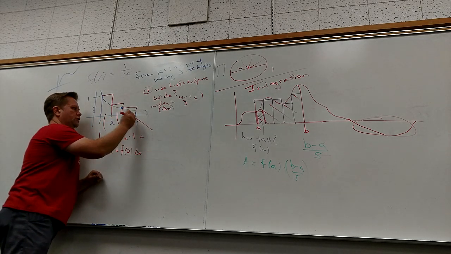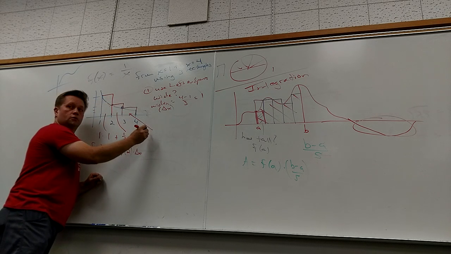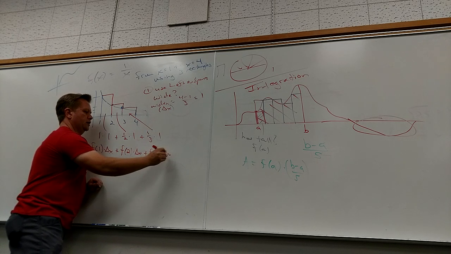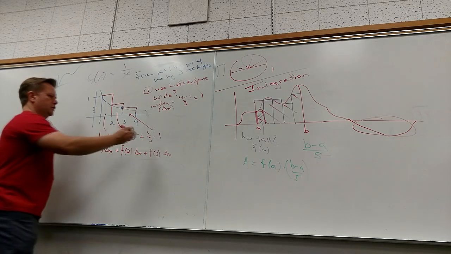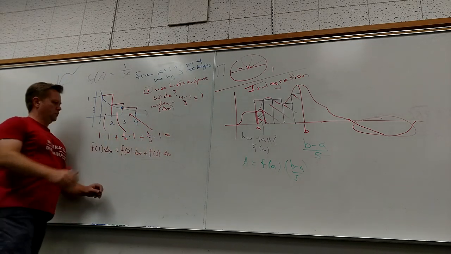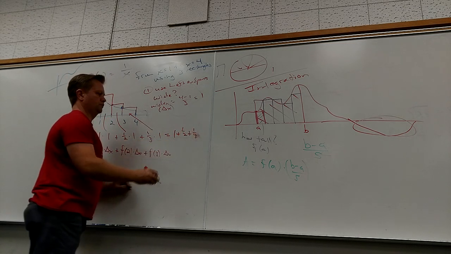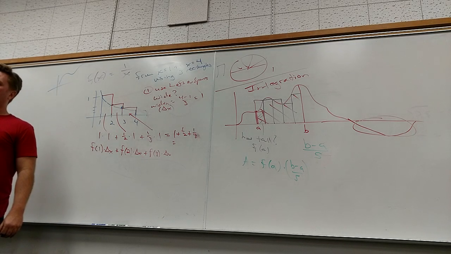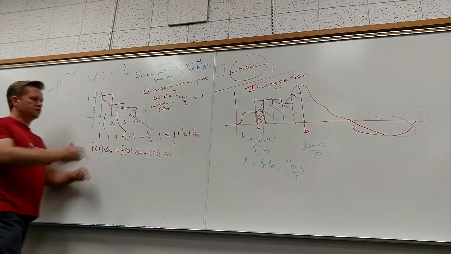What's the area of this last rectangle? F of 3. 1/3. 1/3 times 1. So that's plus f of 3 times delta x. So that equals 1 plus 1/2 plus 1/3, which is 11/6. I like it.